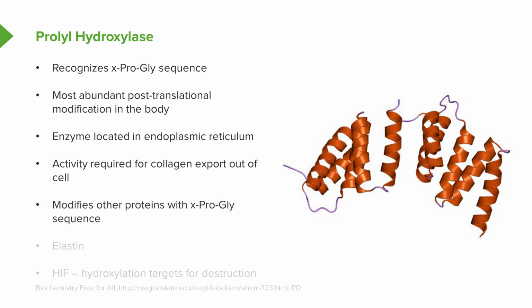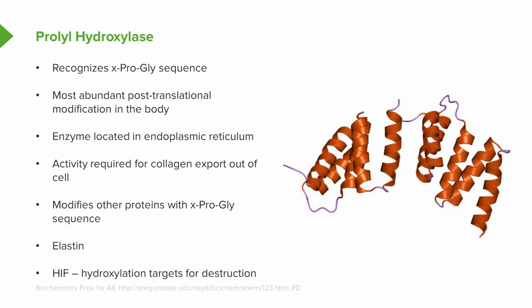Now, this enzyme is flexible. It's a little unusual about it as well. It will modify the prolines of other proteins that have the sequence X-pro-gly. Now, this is interesting because one of the proteins that has a fair number of X-pro-glys is the protein known as elastin. Elastin is, as its name would suggest, a protein that gives flexibility to tissues.